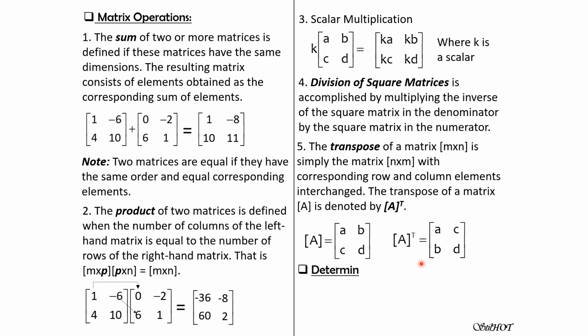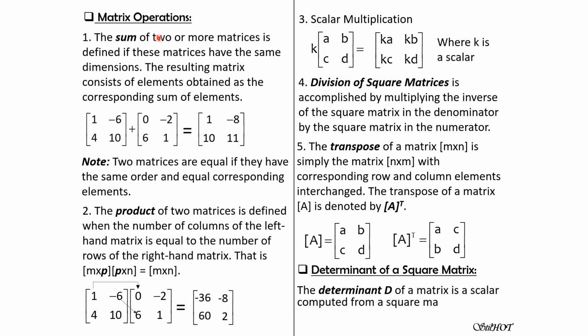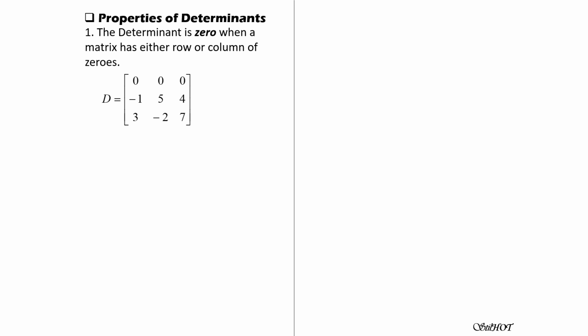Then the determinant of a square matrix. Only a square matrix has a determinant, of course. The determinant D of a matrix is a scalar computed from a square matrix. Here are the properties of determinants. First, the determinant is 0 when a matrix has either a row or column of zeros. So in this 3 by 3 matrix example, the determinant is 0 because we have a row of zeros.